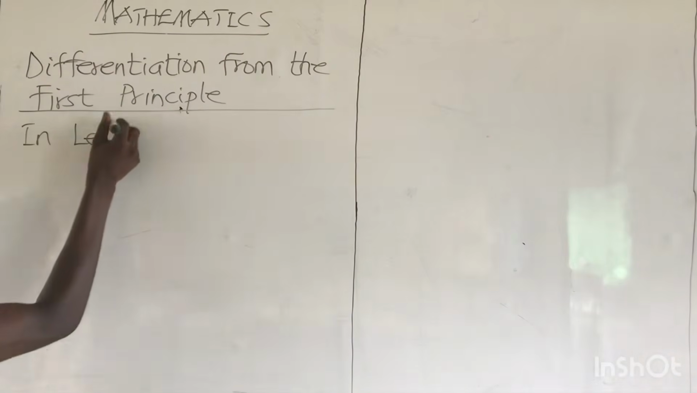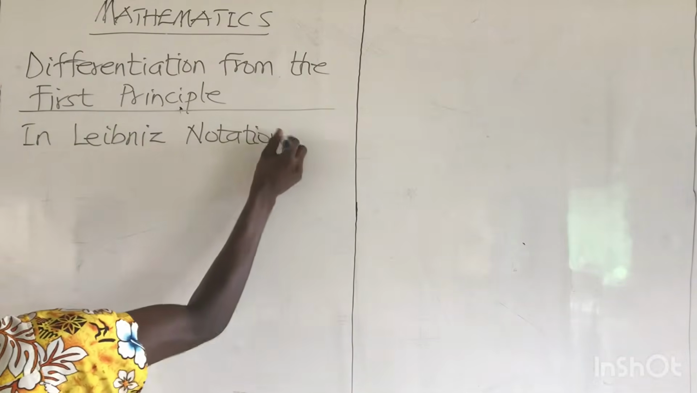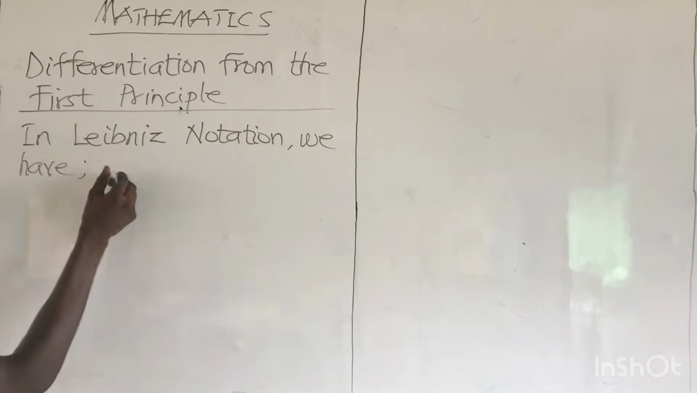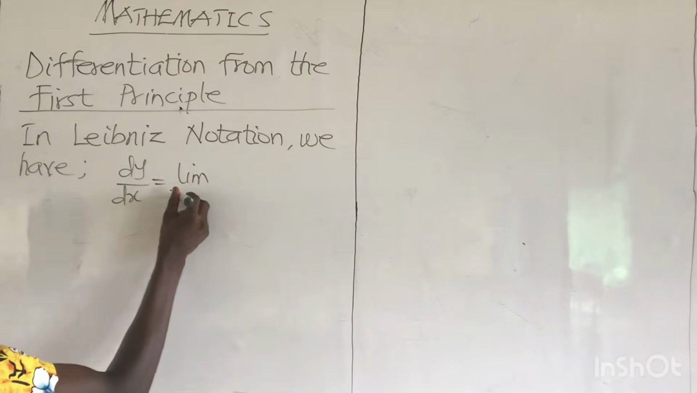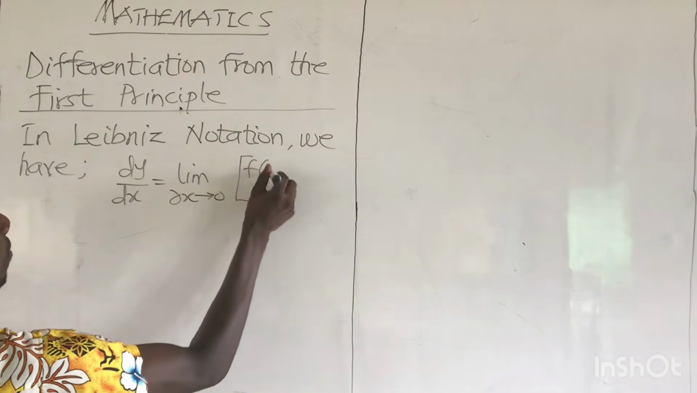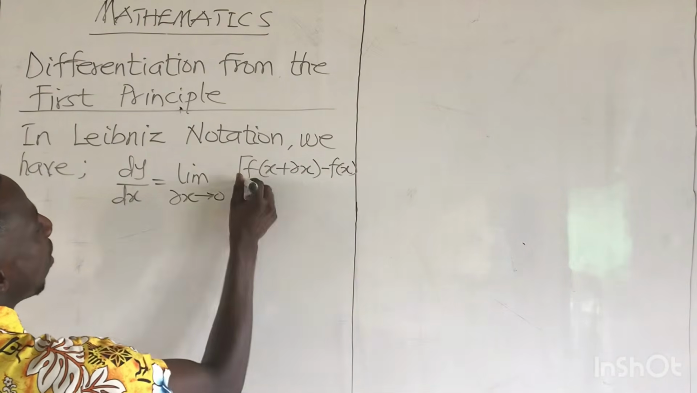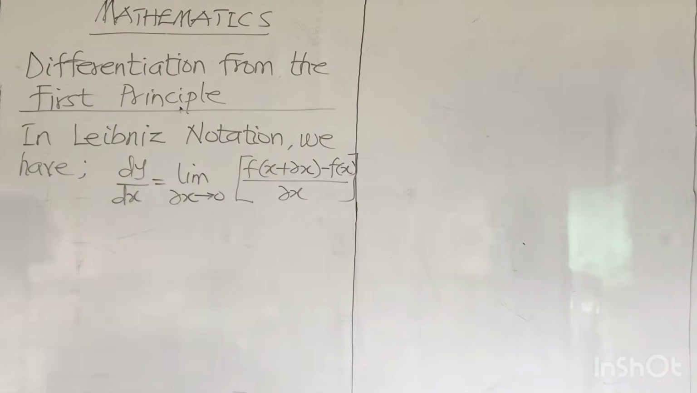In Leibniz notation, we have dy over dx, which is equal to the limit as dx approaches 0, in a big bracket, f of x plus dx minus f of x all over dx. This is Leibniz. Now we also have the functional notation.